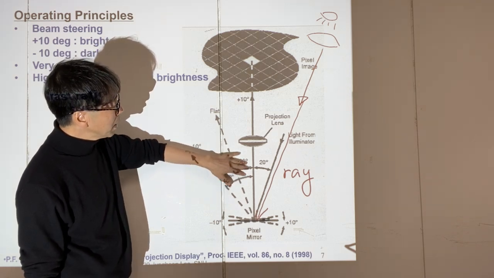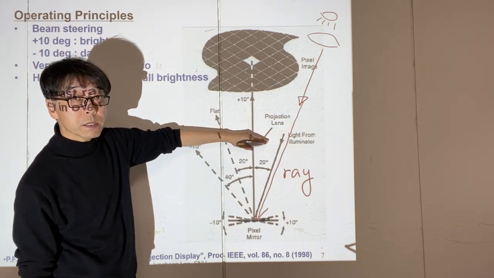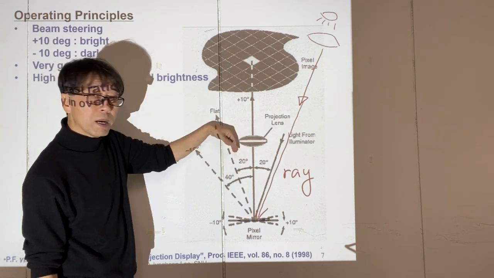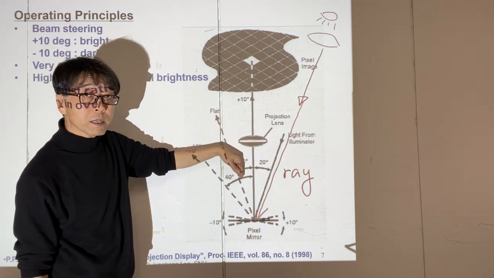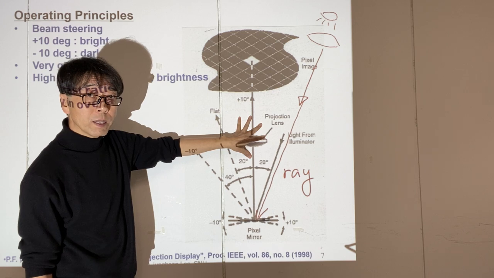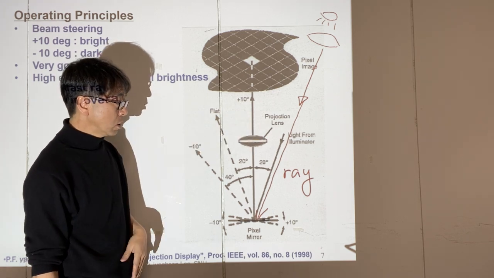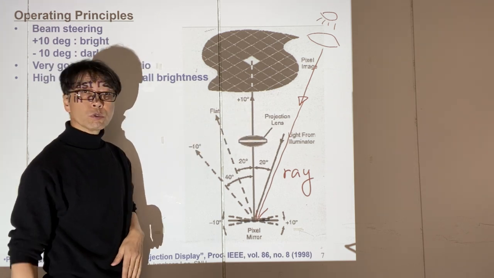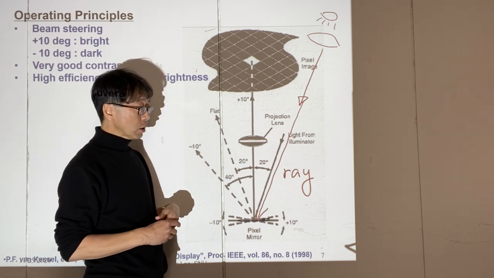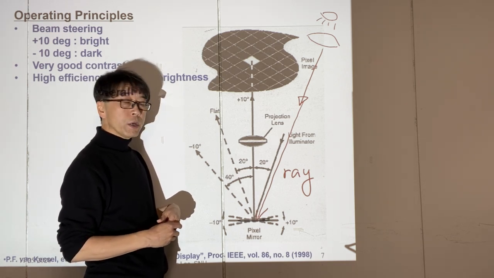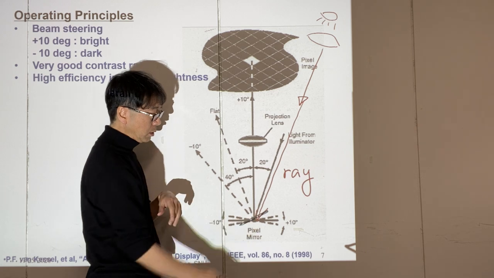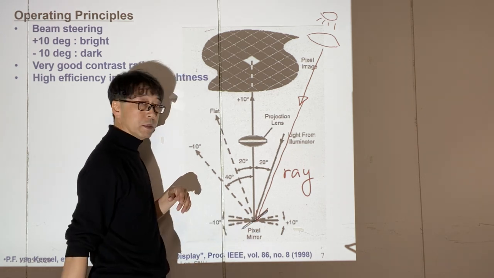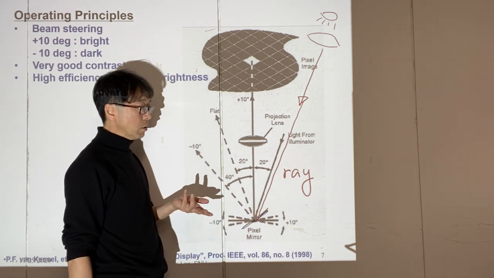Because light might be close to the projection lens. So it will probably look like a gray color. You don't want that to happen. So you know what happens? As soon as you turn on your projector, the whole mirror will tilt by 10 degrees without any command. So that's the first sequence.